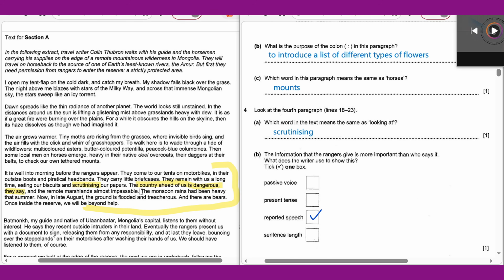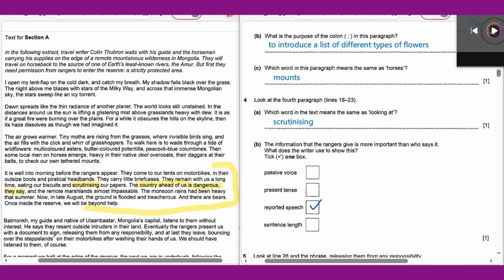Alright, next. So guys, reported speech is also called indirect speech. It's when the direct speech is reported, and then it's known as indirect speech. So the country ahead of us is dangerous, they say. In this case, the writer reports what the ranger says. They in here refers to the ranger. So the writer reports what the ranger said about the country.